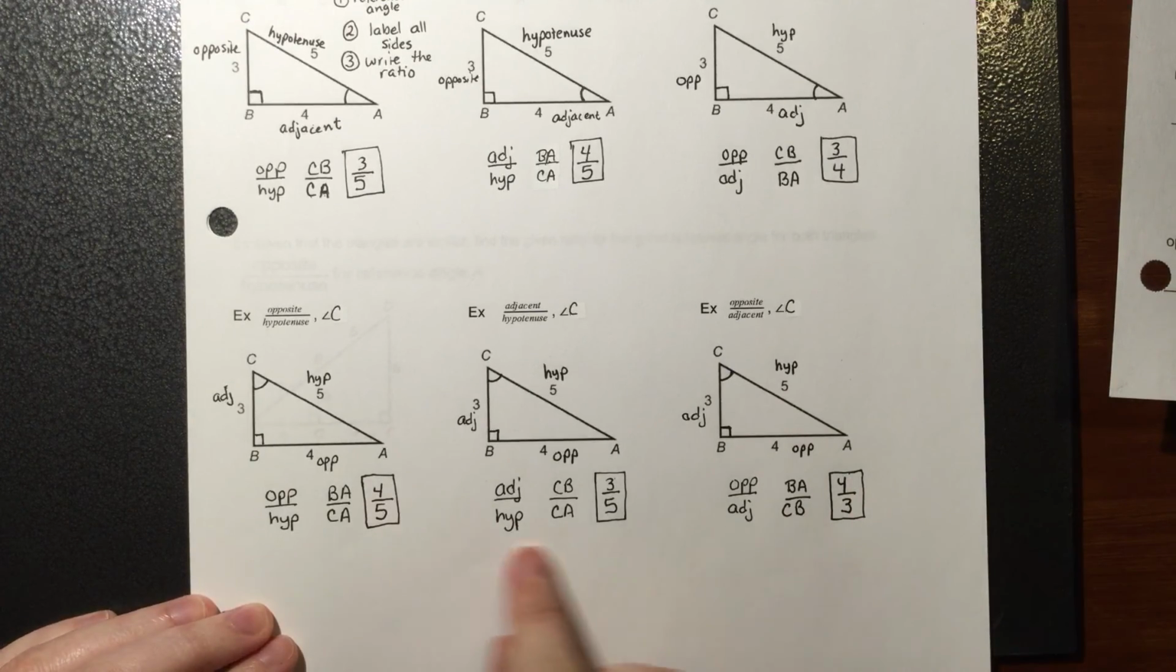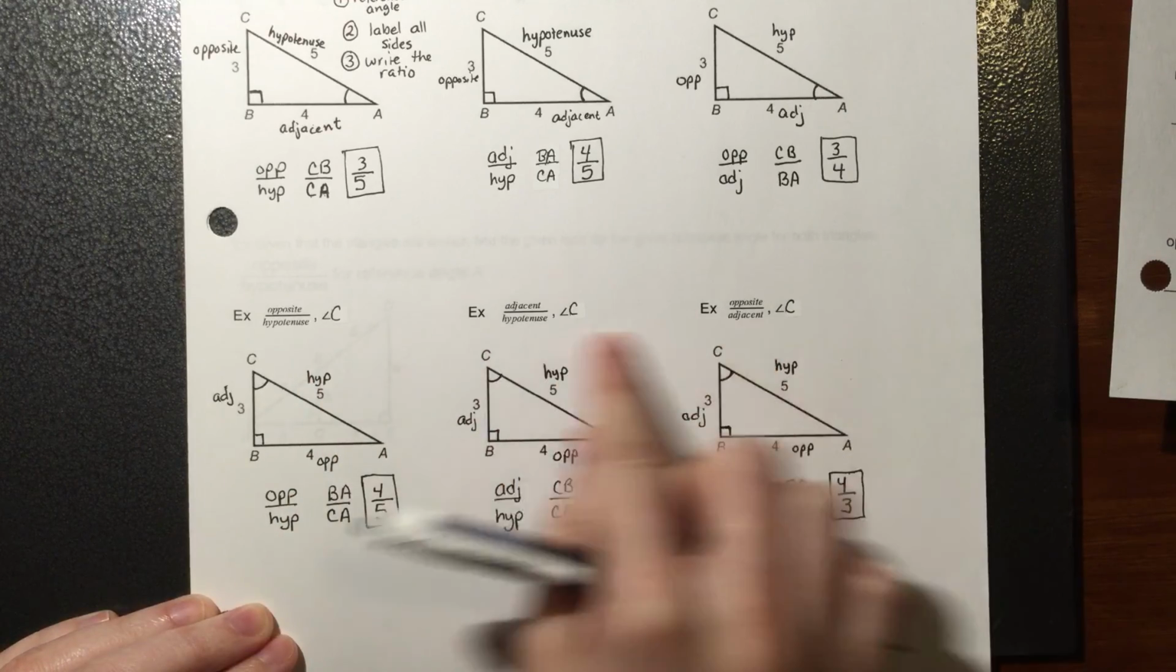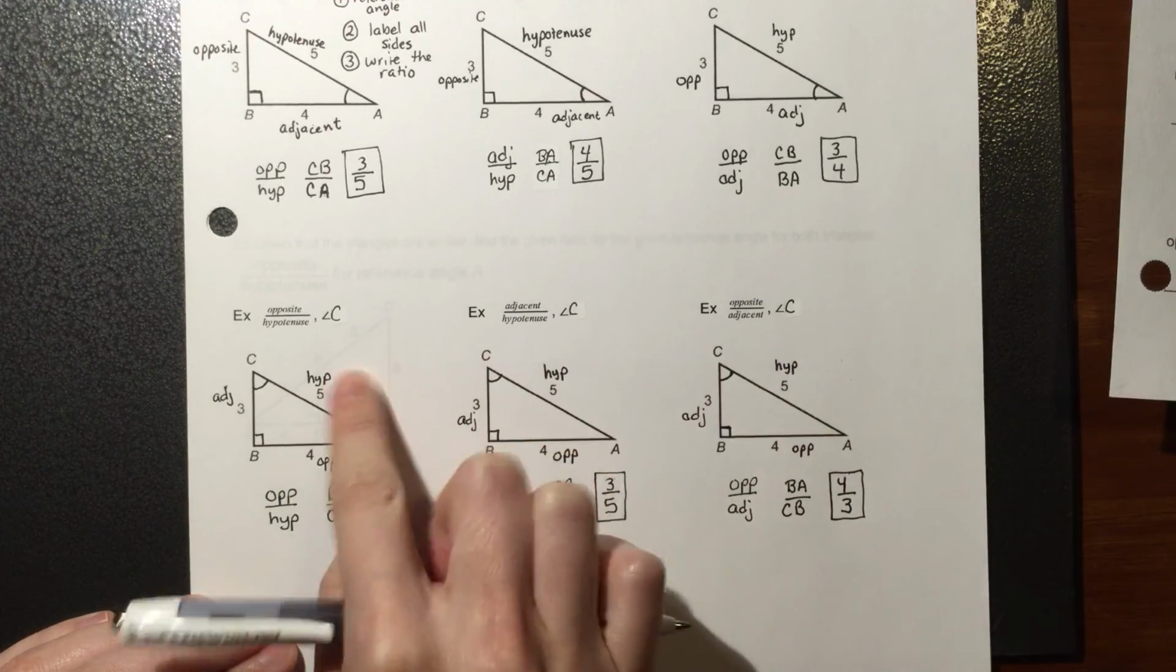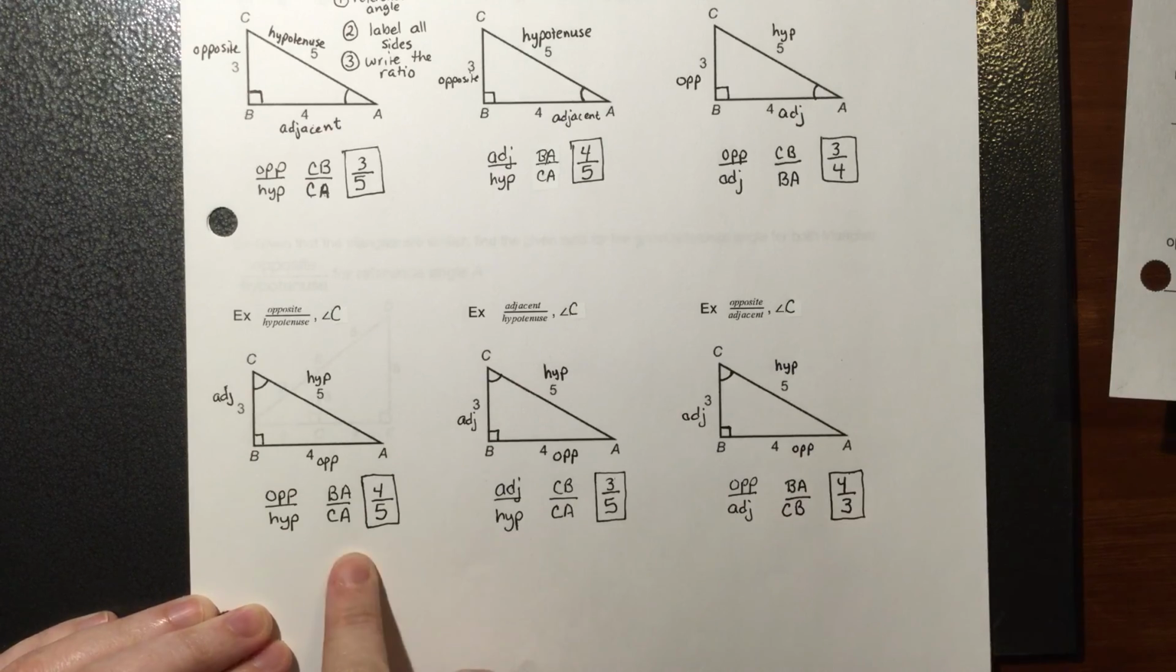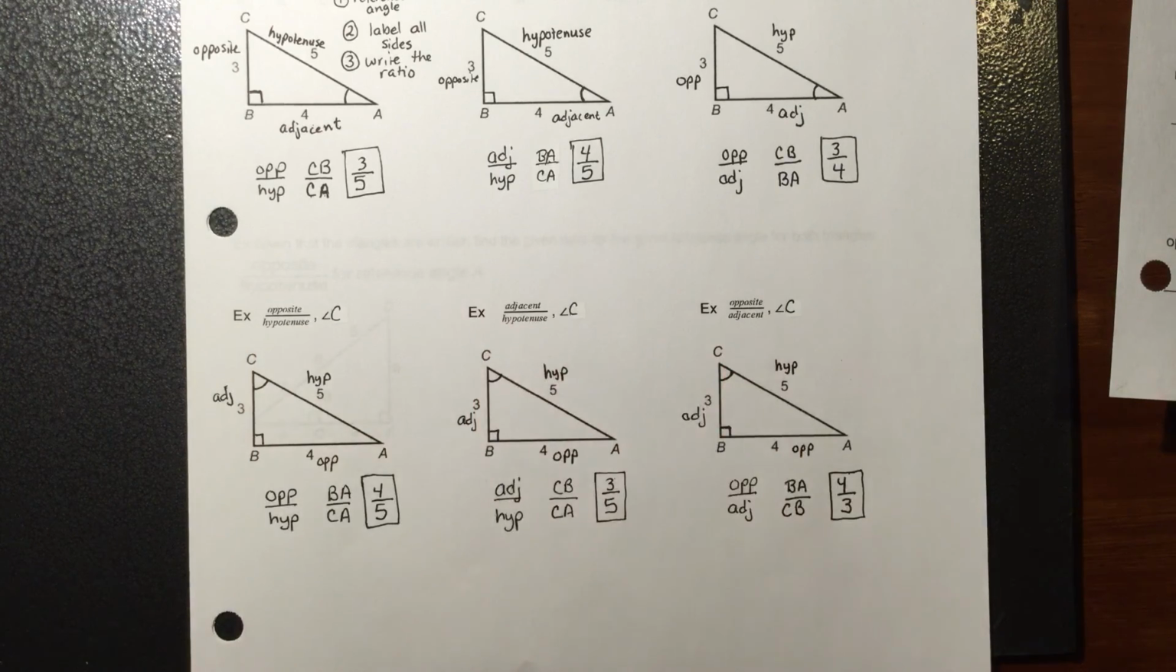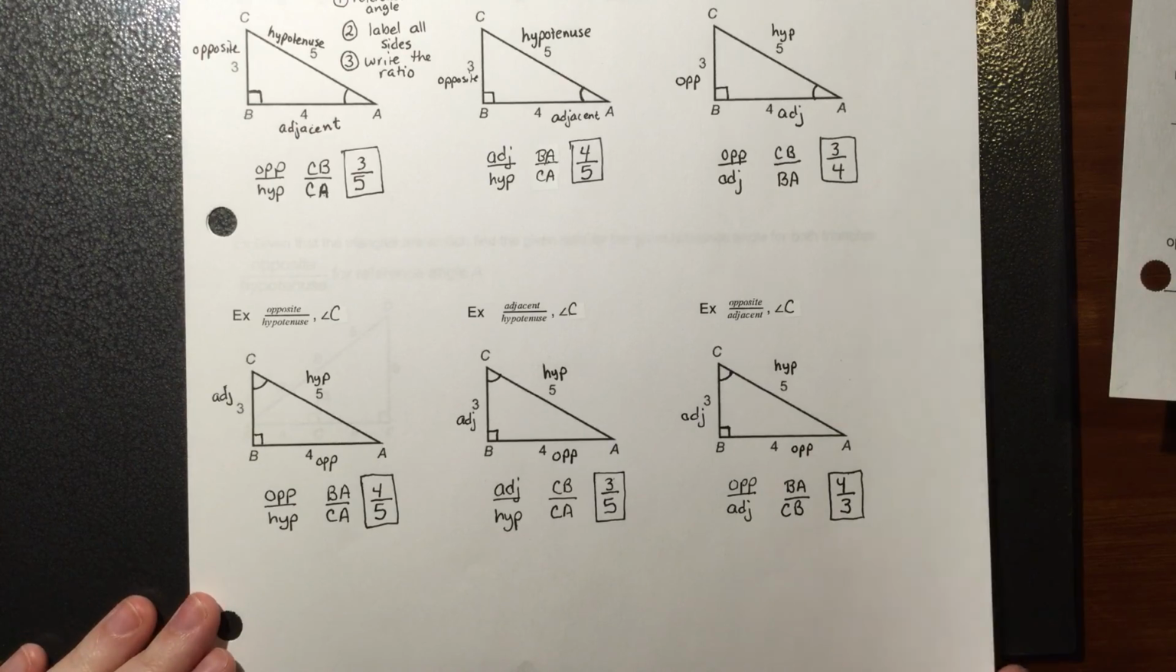And if you look again, the ratios for this other reference angle are all still going to be different. So whenever you're doing the three different ratios for a triangle, you should get them all to be different, unless you have a triangle that has two of the same sides. But they should all be different.